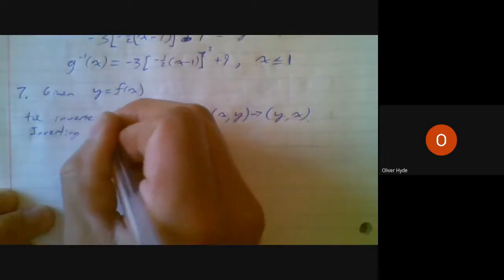F inverse. I think saying a mapping statement is probably one of the best ways of visualizing this. It maps x comma y to y comma x. Maybe I should define it. Inverting exchanges domain and range.